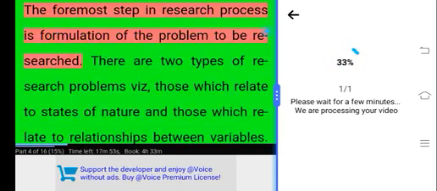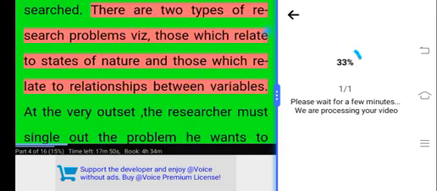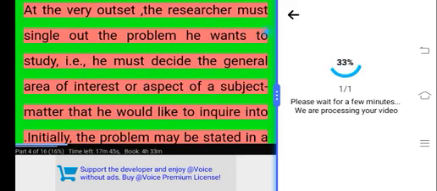Formulating the research problem. The foremost step in the research process is formulation of the problem to be researched. There are two types of research problems, viz., those which relate to states of nature and those which relate to relationships between variables. At the very outset, the researcher must single out the problem he wants to study, i.e., he must decide the general area of interest or aspect of a subject matter that he would like to inquire into.